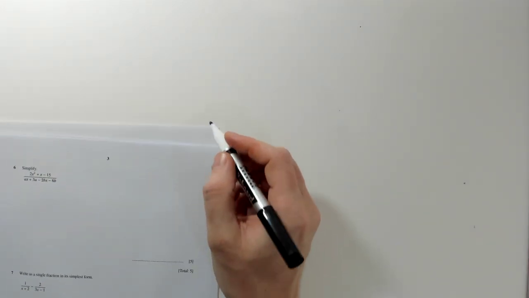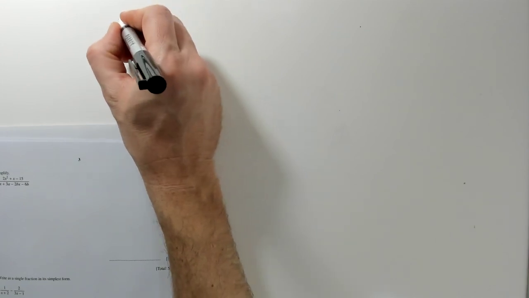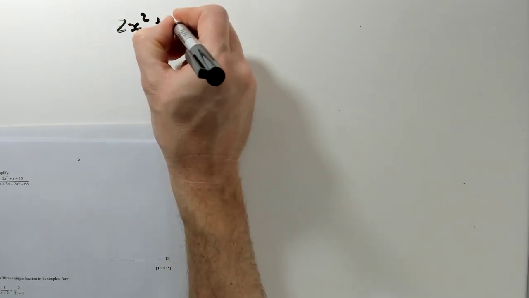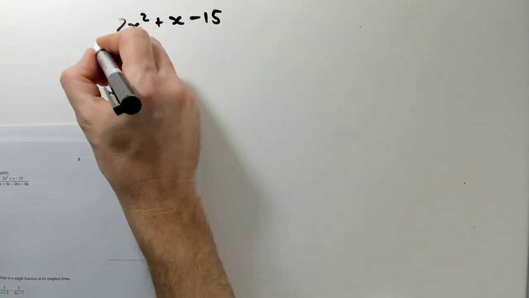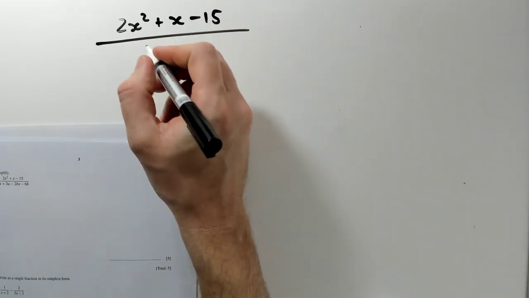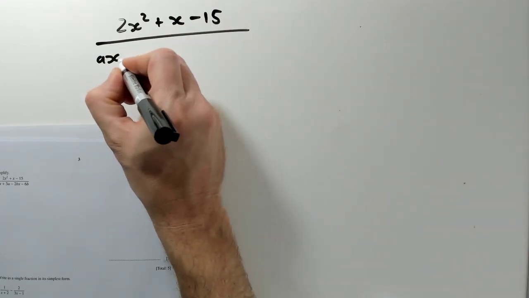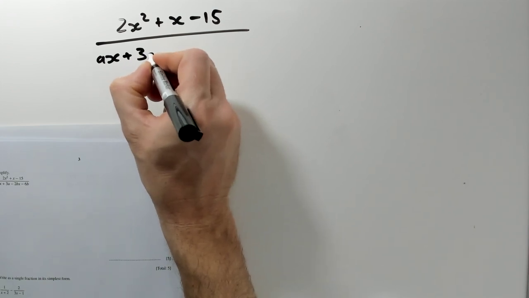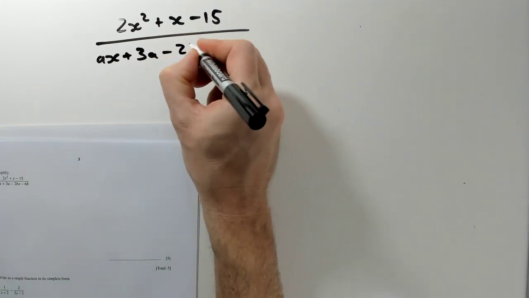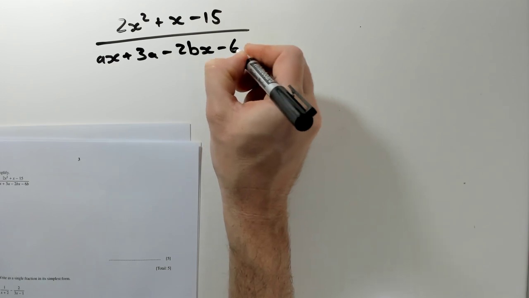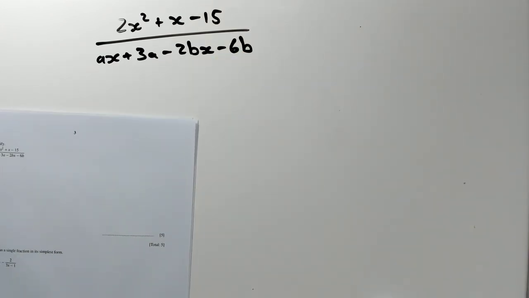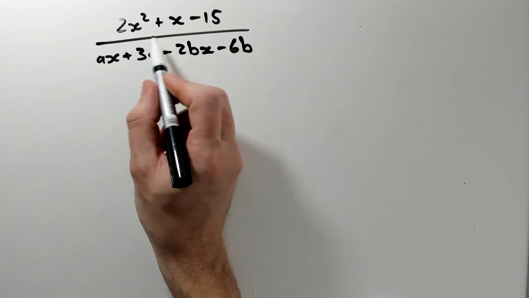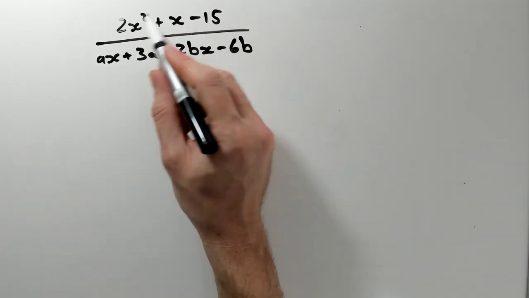Okay. What is next? Let's say it's quite a long video today. Ooh, nice. This is very cool. So I have 2x squared plus x minus 15. Again, a trinomial with a 2 in the front. Then ax plus 3a minus 2bx minus 6b. Okay, so I'm going to do my cheat here.